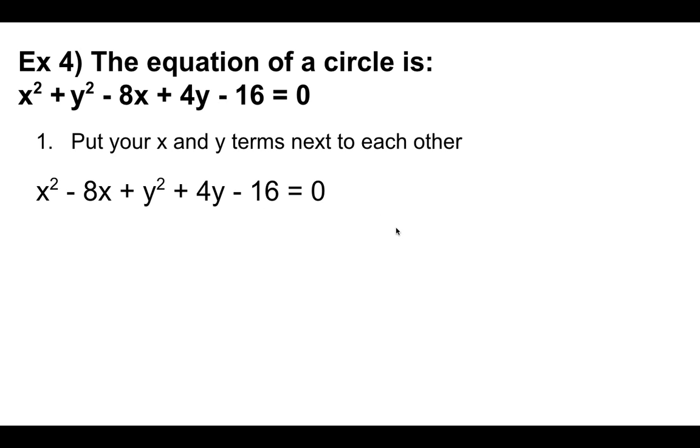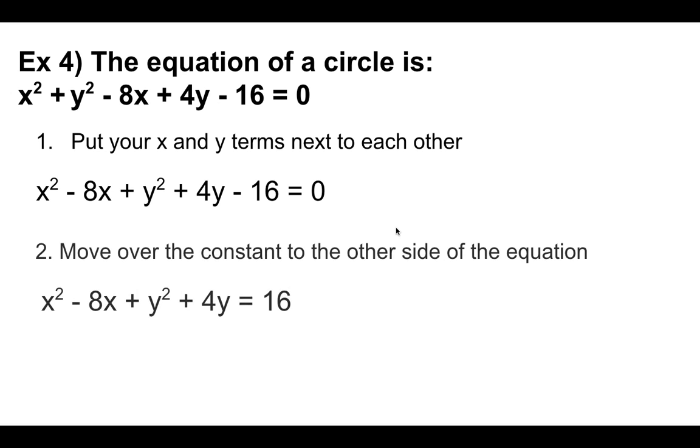Okay, and then for my second step, I'm going to move over the constant to the other side of the equation. I had this minus 16 on the left-hand side, but I'm going to move it to the right-hand side. In order to do this, I just added 16 to both sides. So now it's x squared minus 8x plus y squared plus 4y is equal to 16.